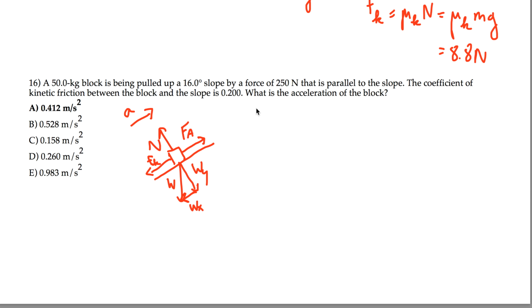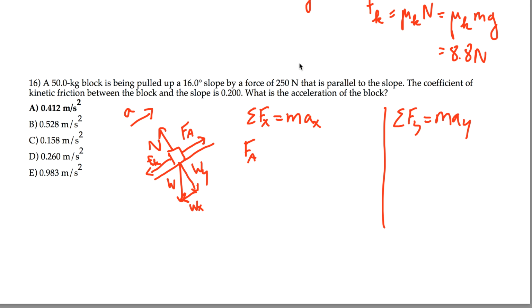So what you need to get out of this problem is just setting it up, separating the x and the y. So the sum of Fx equals max, and the sum of Fy equals may. Look at your diagram and write down all the forces in the x direction. We have FA, which again, that's this one right here. We have friction force opposing that motion. We have the x component of the weight, opposing that motion. All the forces in the x is going to be max, or you can just call it ma.